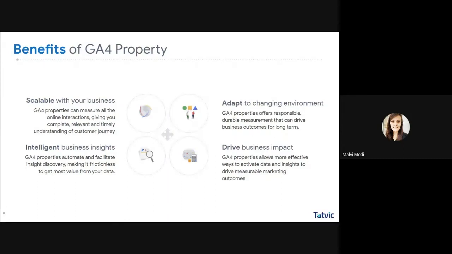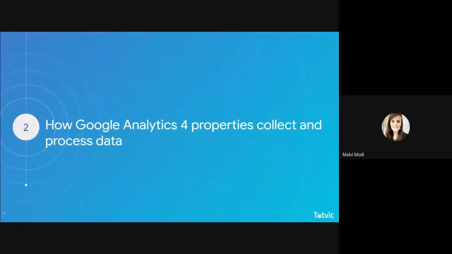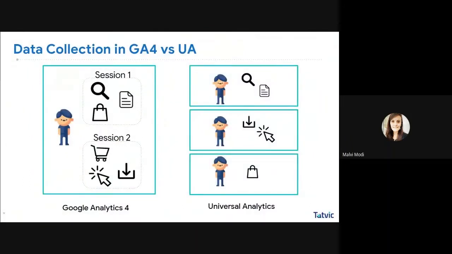Now let us try to understand how GA4 collects the data. Universal Analytics used to have the session-based model, but GA4 has an event-based model. The new way analytics collects and stores data enables many of the benefits of the latest Google Analytics experience. Rather than using just a session-based model, which groups user interactions within a given time frame, GA4 uses an event-based model, which processes each user interaction as a standalone event.